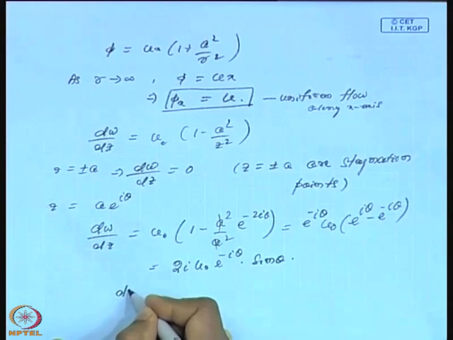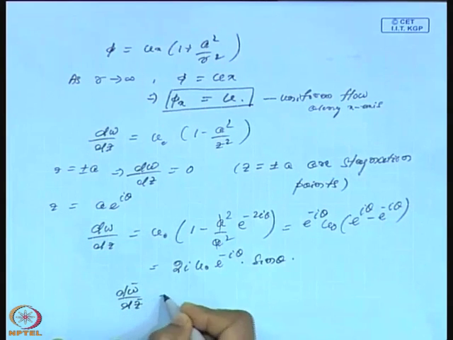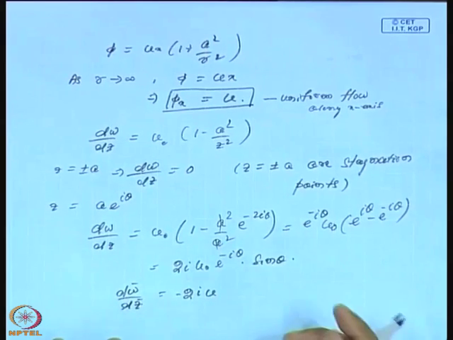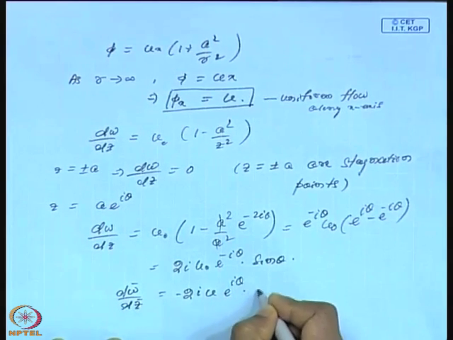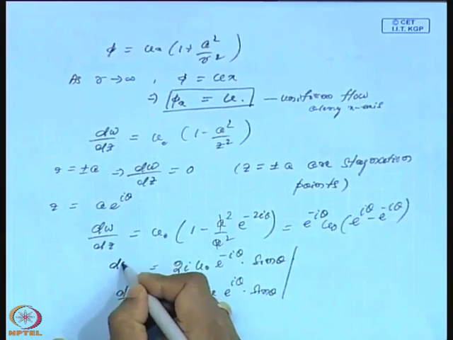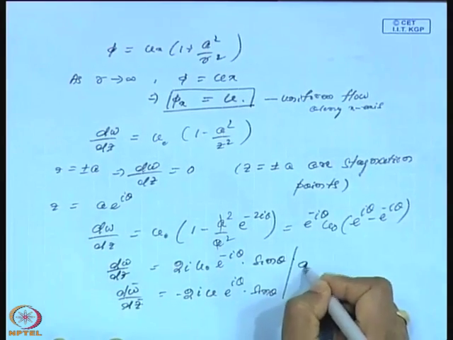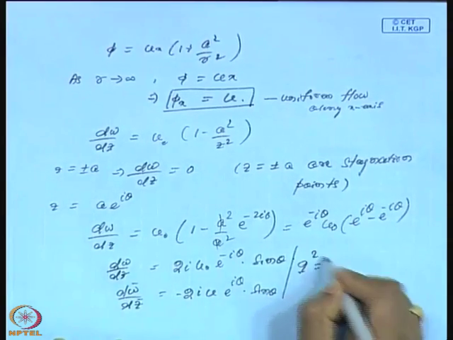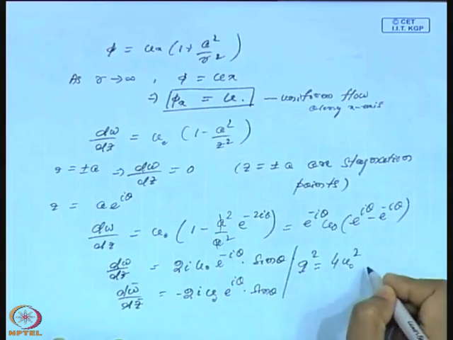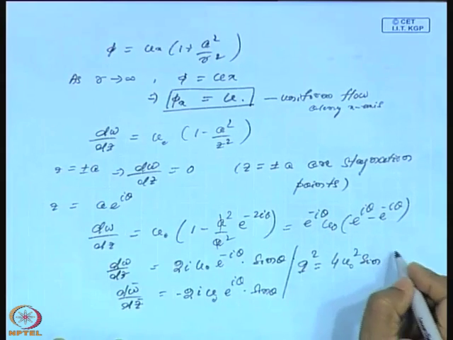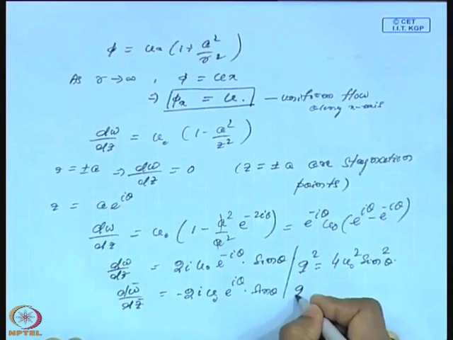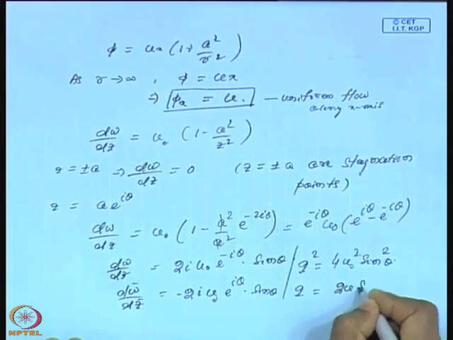So again, if I take dw bar by dz bar, then that will give me minus 2i u naught e to the power i theta into sin theta. From these two, this is my dw by dz. So if I multiply these two, that gives q square equal to 4 u naught square into sin square theta, and which gives q is equal to 2 u sin theta.